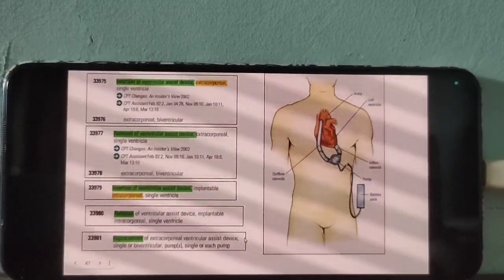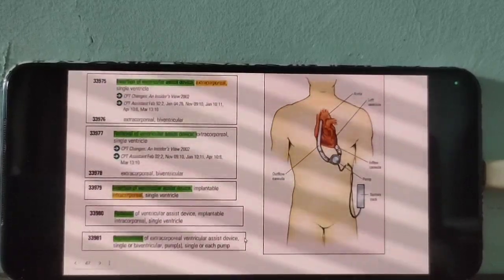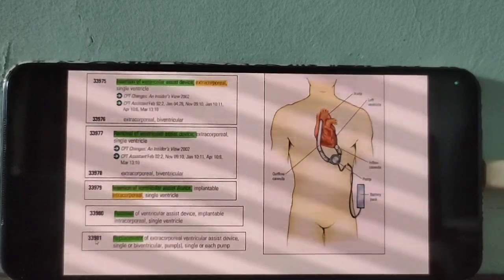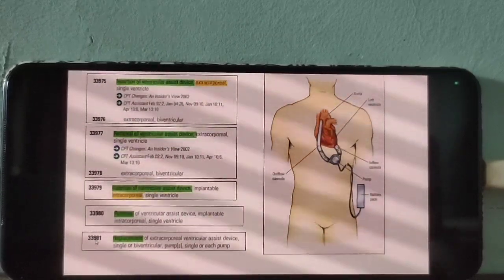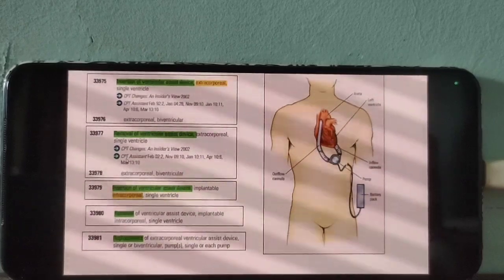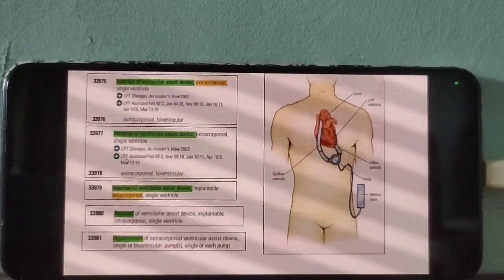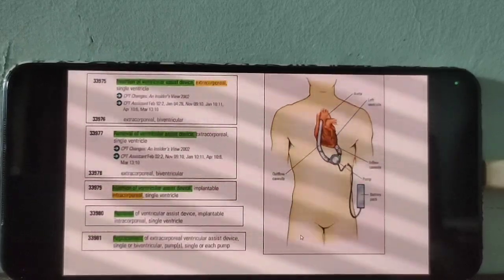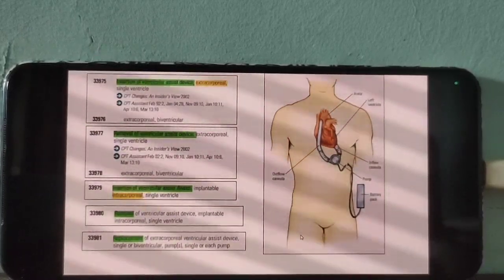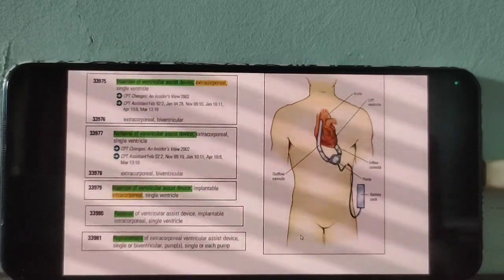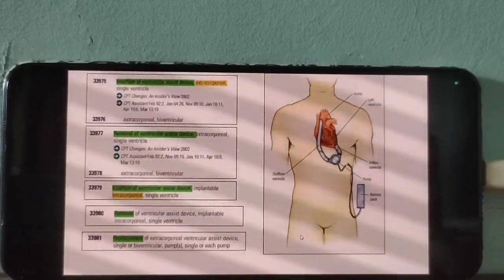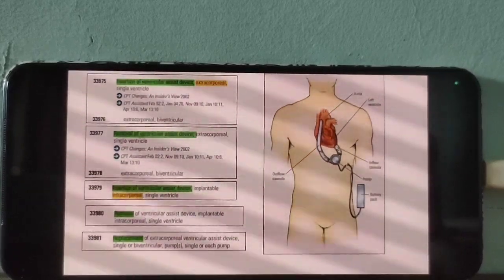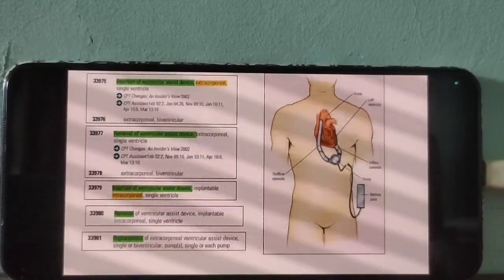Now check 33981. For 33981, is this device intracorporeal or extracorporeal? Extracorporeal. So for replacement of extracorporeal, go for 33981. Okay. Any doubt?